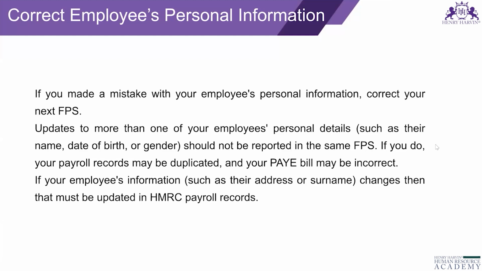If your employees' information such as their address or surname changes, then that must be updated in HMRC payroll records. This is important. Address and surname, for example, a surname may change due to marriage or any other reason. These two details you have to ensure are at least correct.